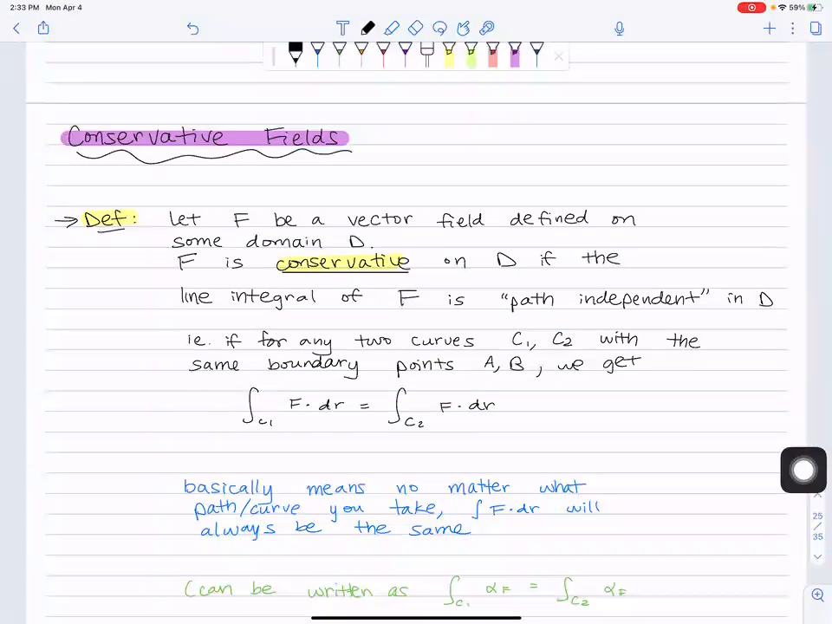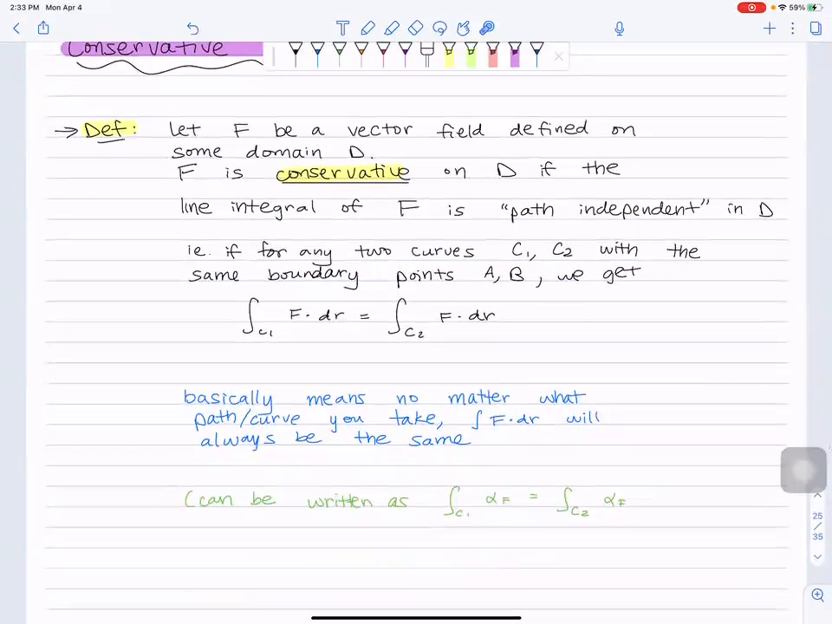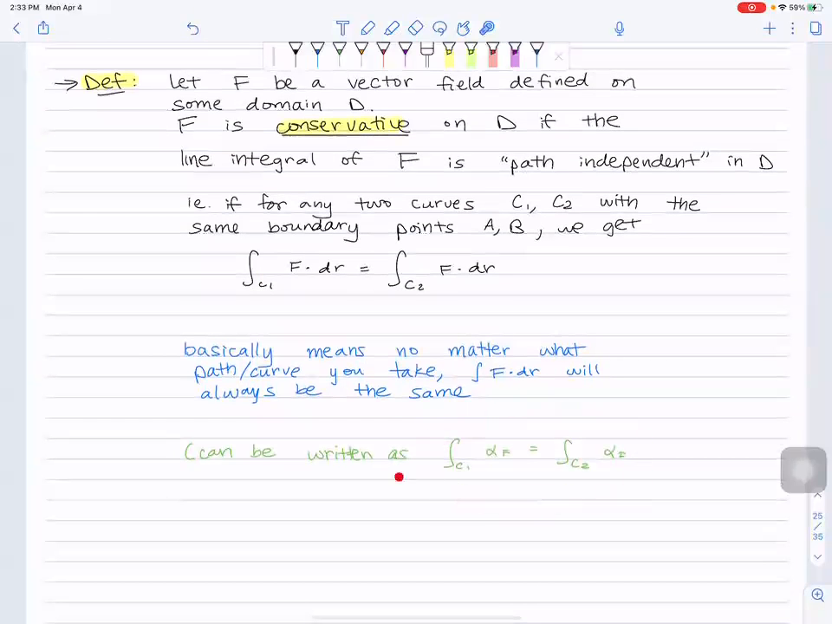Okay, so next topic is conservative fields. If you're given F, some vector field, then F is conservative on some domain if your line integral is path independent. What this basically means is that if you have two different curves, it doesn't matter which curve you take, your line integral should give you the same answer. Like you have a C1 curve and a C2 curve, they should be the same. In the vector one form language, it would look like this in the green.